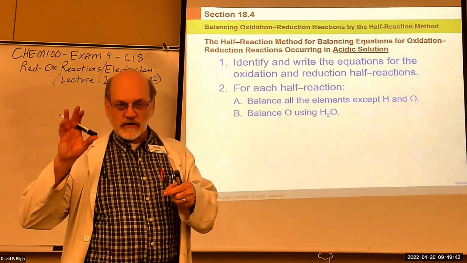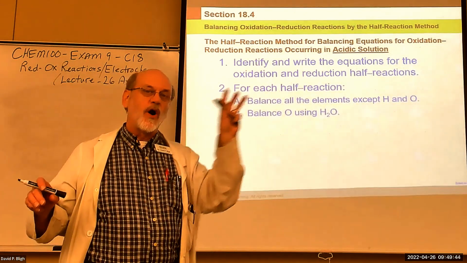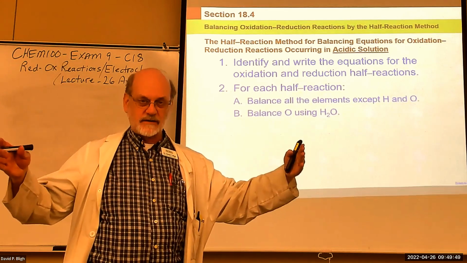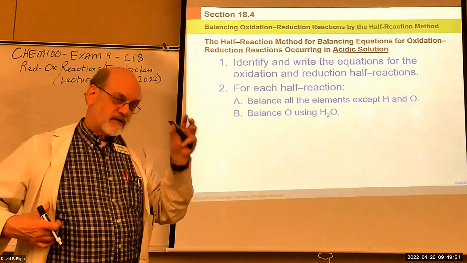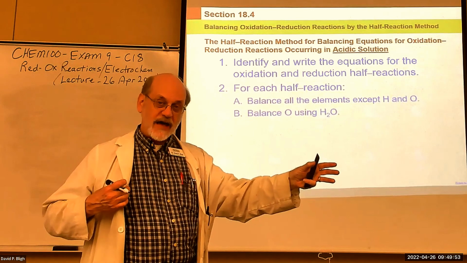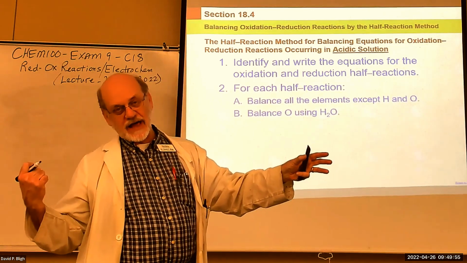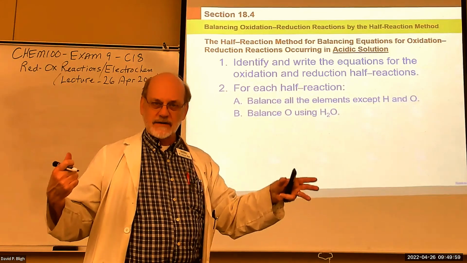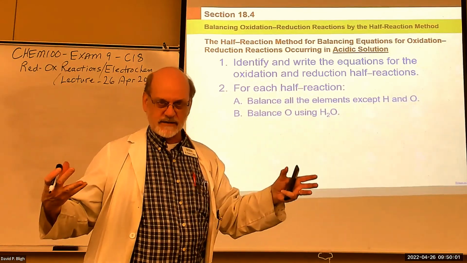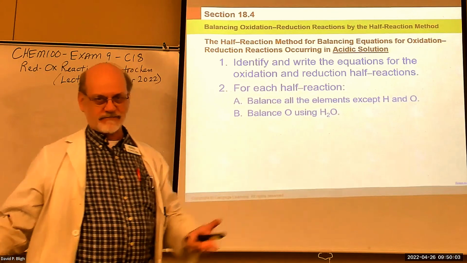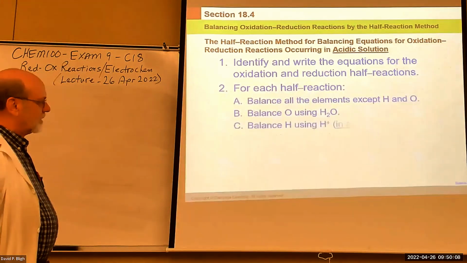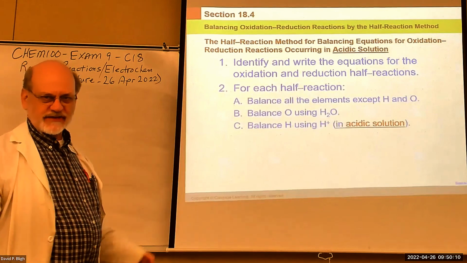So if you have oxygen on the reactant side, you put water on the product side for the same number of oxygens. Now, since you put water on the one side, then the other side has to have some hydrogens added, and you add those as H+, protons. That's where the acid method comes in. This will make a whole lot more sense when I show you an example.